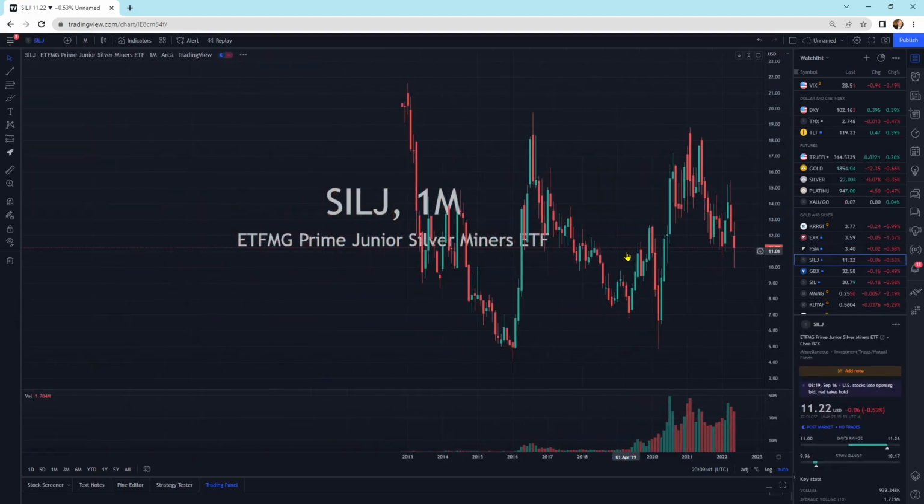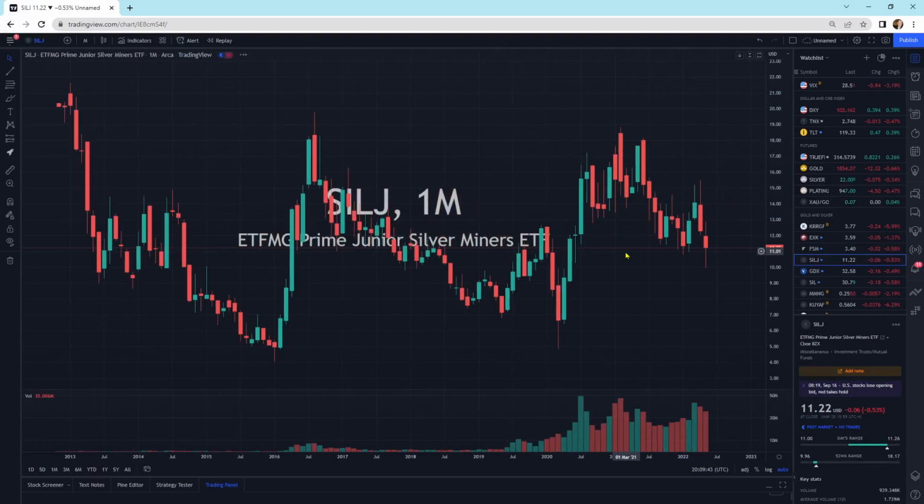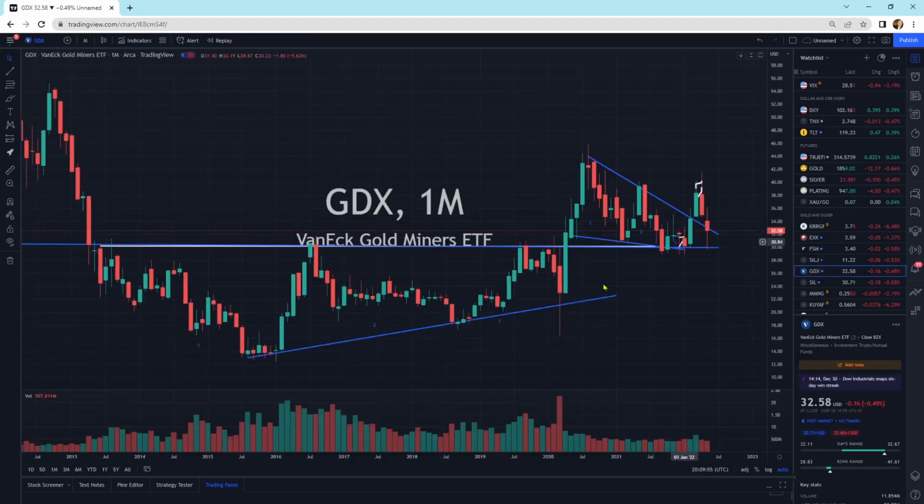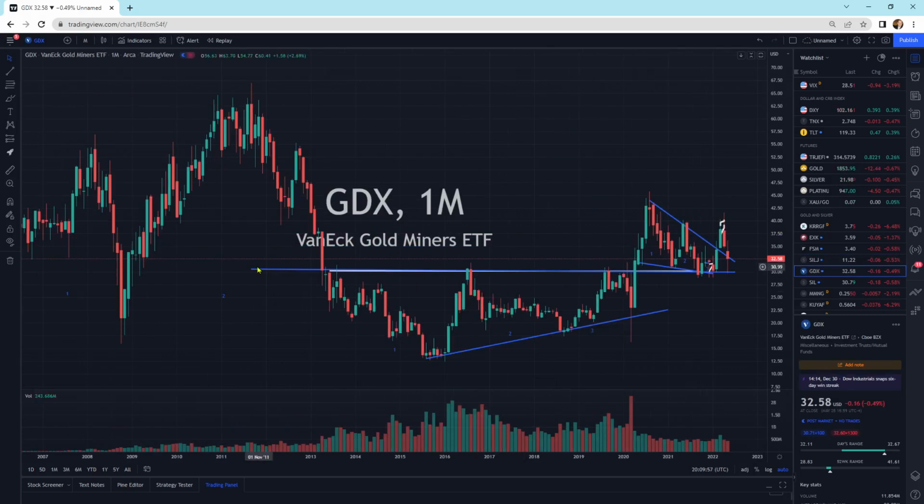SILJ, another one that's in a big pattern. We've broken out. We're kind of doing our retest, and that's usually where we're at. We're doing the retest. GDX, another one that has broken out of its long-term resistance area.